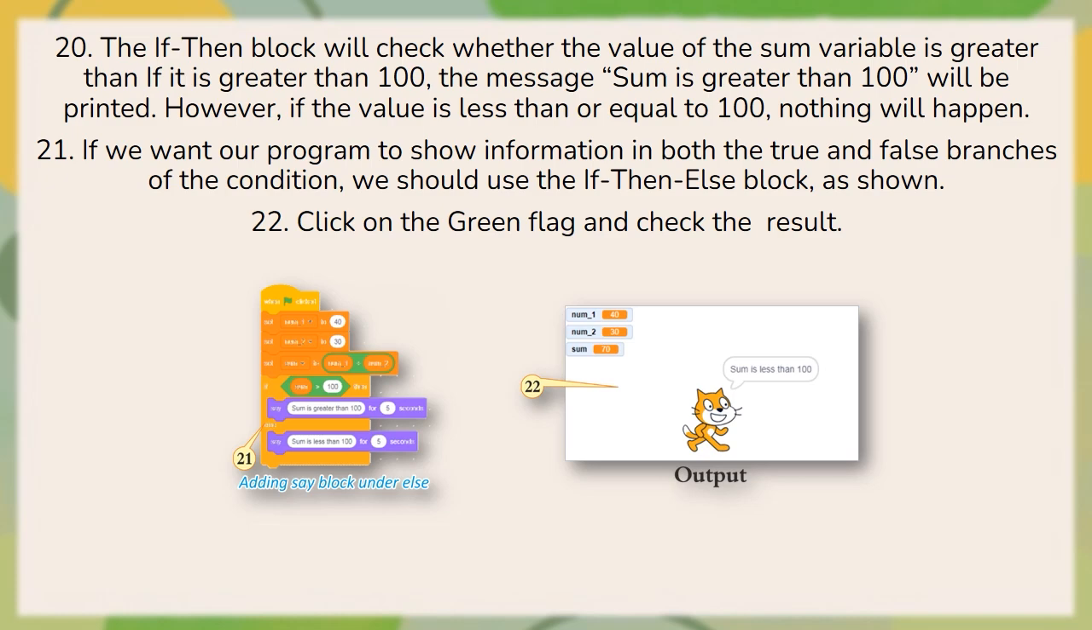21. If we want our program to show information in both the true and false branches of the condition, we should use the if-then-else block, as shown. 22. Click on the green flag and check the result.